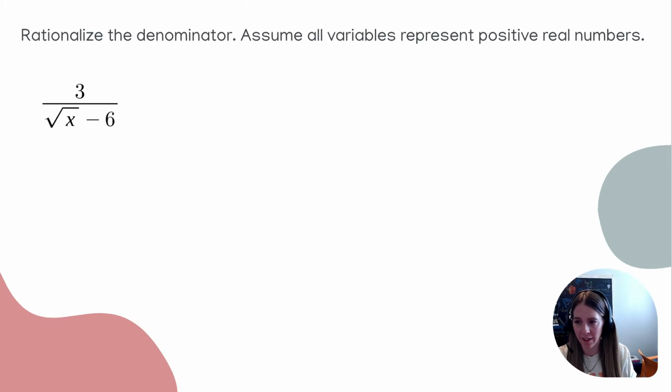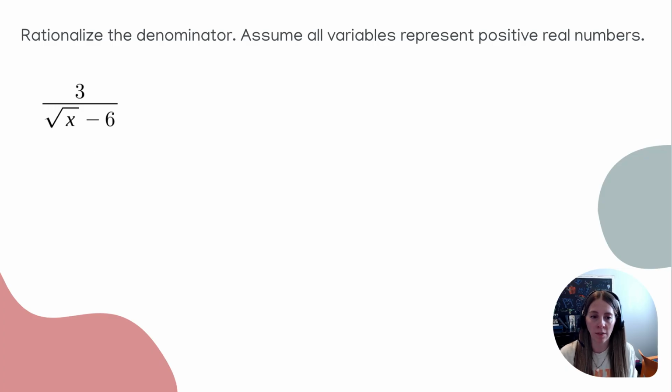Rationalize the denominator and assume all variables represent positive real numbers. Okay, we have to assume they're positive because we cannot have any negative numbers in the square root, right? Okay, so what does it mean to rationalize the denominator? That means we don't want any square root signs in the denominator.